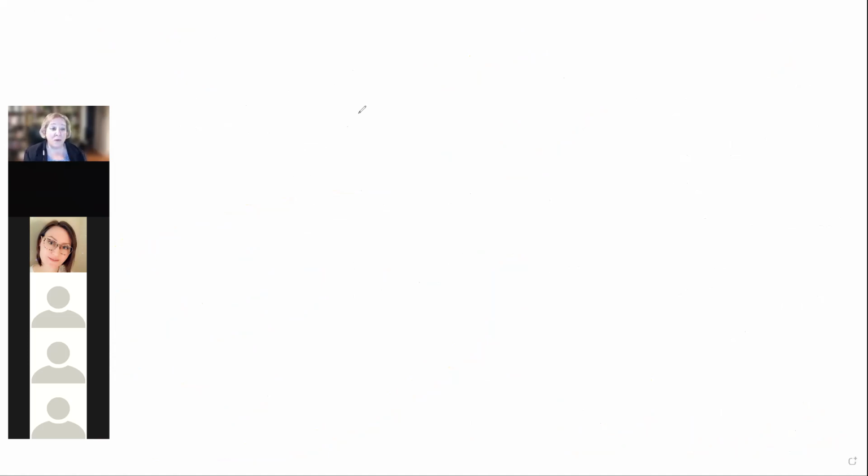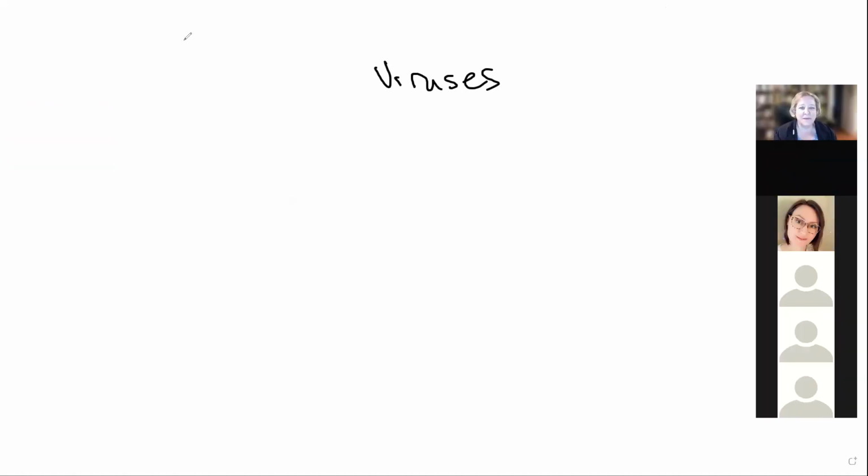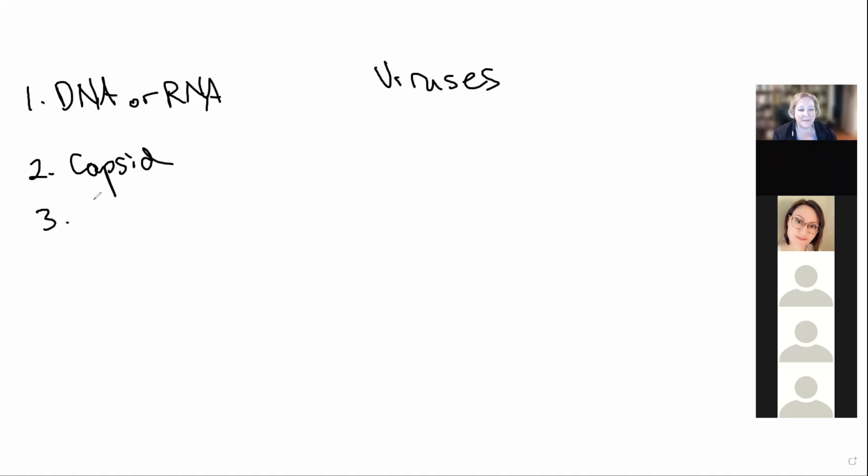So when we are classifying viruses, to be a virus, you've got to have those three things. And just for the fun of it, what are the three things that you have to be a virus? You have to have either DNA or RNA, but not both. Very good. A capsid, and spikes.